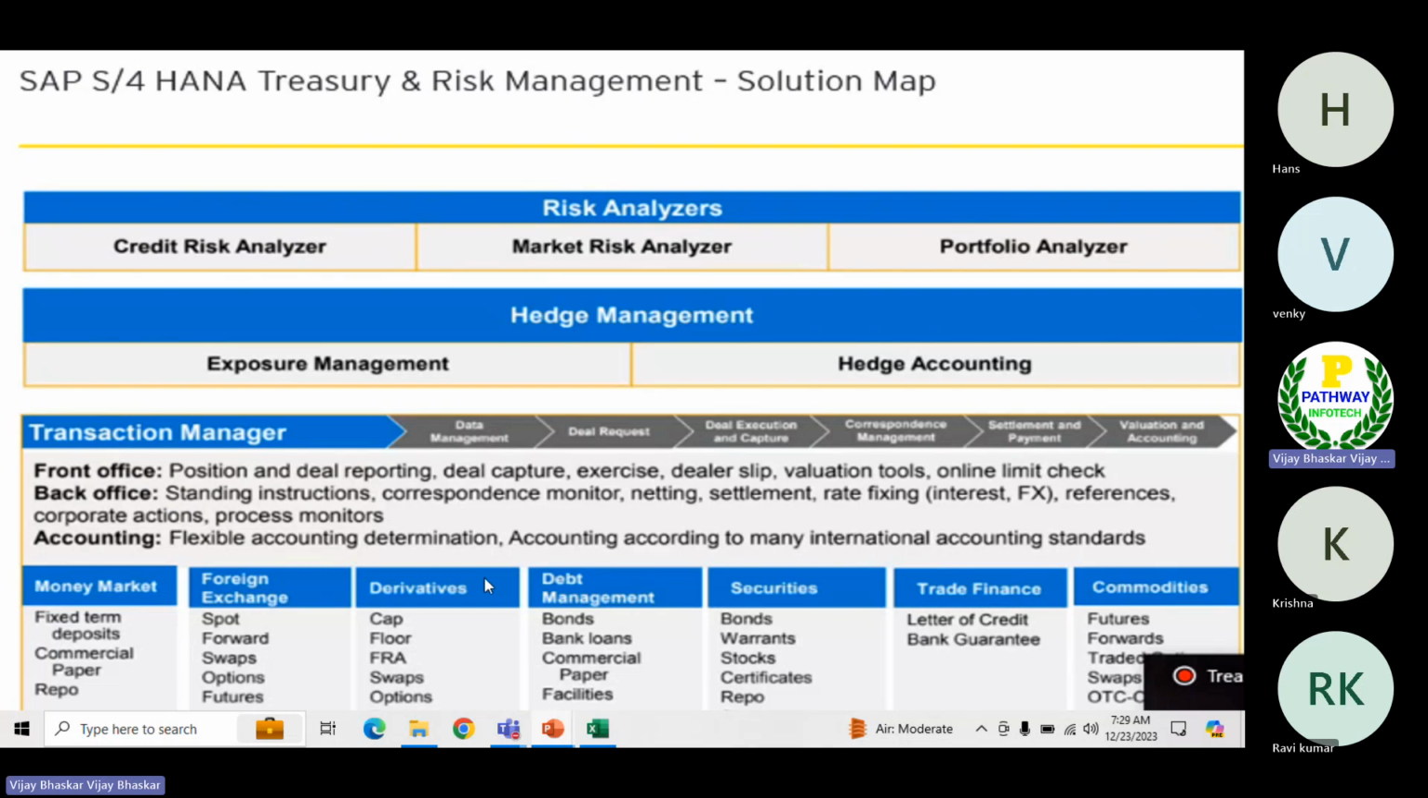Now, what we are going to perform? You can see here, the activities have been divided in different ways. The way of performing activities will be different. You can see here, one is a front office.